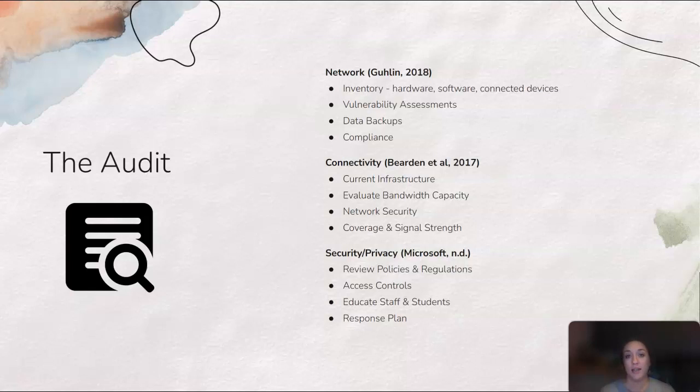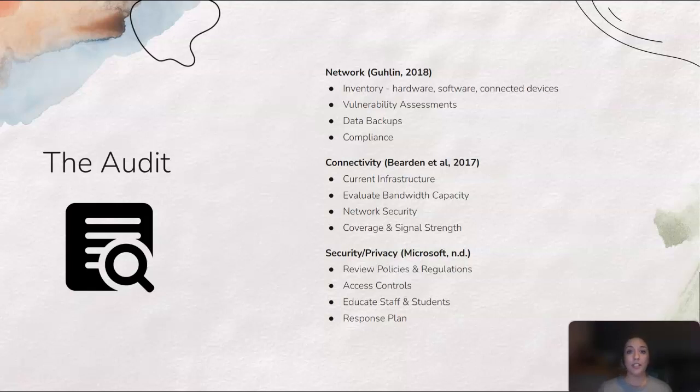So, we would then need to conduct vulnerability assessments to identify areas of weakness within the network or potential entry points for cyber threats. We would also want to verify that data backups are regularly performed and can be restored effectively. In addition, we would need to ensure our network's compliance with relevant laws and regulations, such as FERPA for student data protection. Knowing all of this information will give the committee a good picture of where we are currently at and potential directions on where to go next to strengthen our network overall.